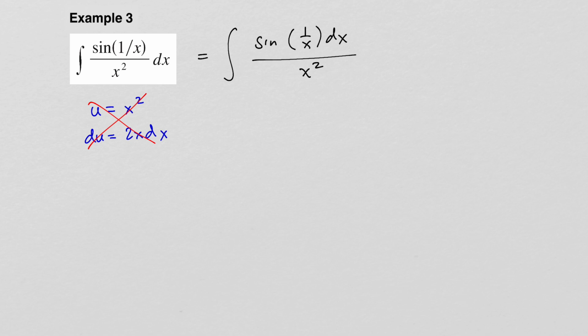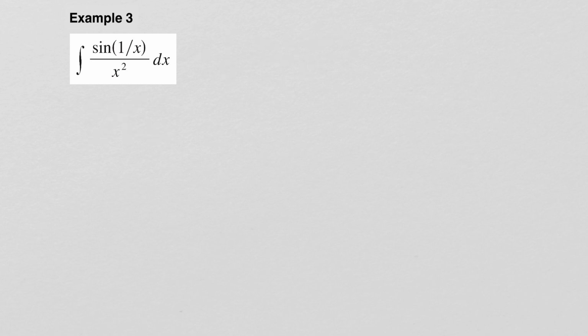In the previous example, I mentioned that if you have a fraction, you will often, in fact, most of the time, let u be equal to the denominator. But I wanted to show you right away that that is not always going to be the case. So for this particular problem, I'm actually going to try letting u be equal to the inside of the sine function, which is the function 1 over x. Now, du is the derivative of 1 over x, which is negative 1 over x squared, times dx.